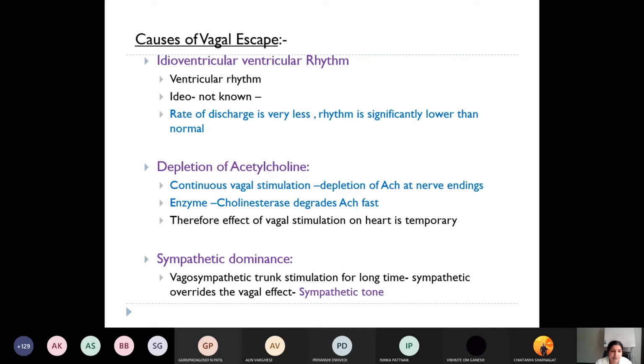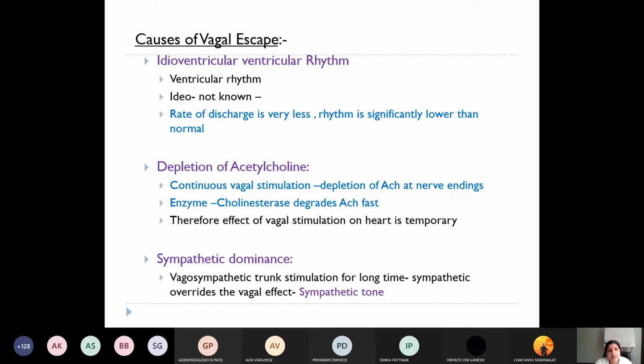The second theory is depletion of acetylcholine. What happens when you continuously stimulate the vagosympathetic trunk? Acetylcholine is the neurotransmitter that is released at the end of the vagus. With continuous vagal stimulation, acetylcholine is continuously released and it gets depleted. You are not giving any time for regeneration of acetylcholine.